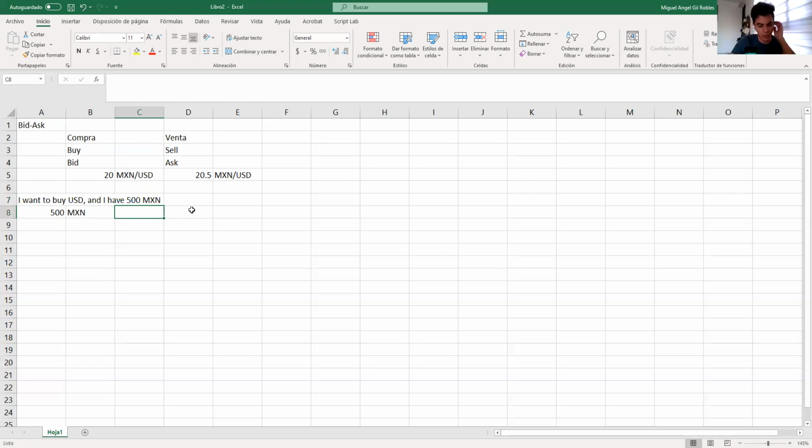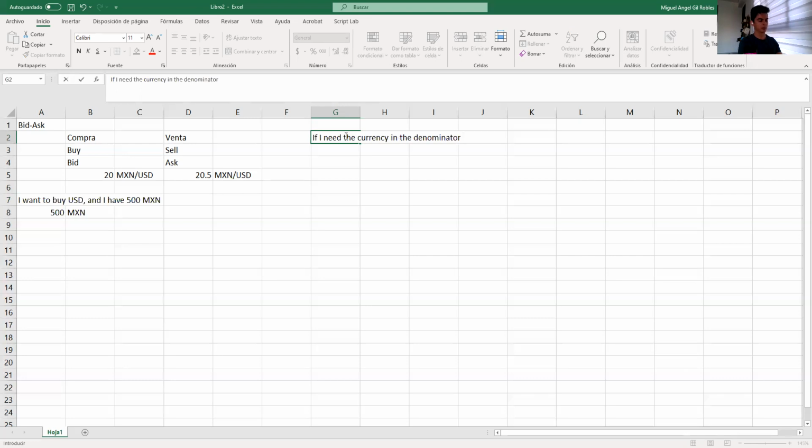So one important rule, and you can also write this in your notes. This will help you a lot to simplify when choosing bid or ask. And I will write it in here. If I need the currency in the denominator, at the bottom, I will use ask.